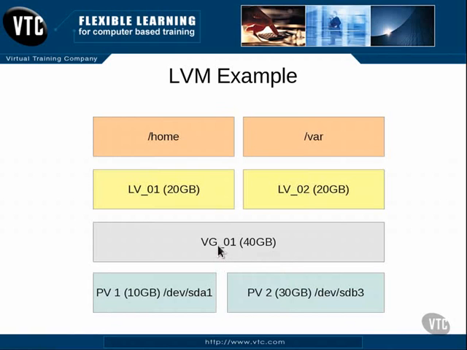We can then split this volume group into two separate logical volumes, each one containing 20 gigabytes: logical volume 01 and logical volume 02. You can then create a file system on these logical volumes and then mount them to particular directories, such as this logical volume getting mounted to the /var directory and this logical volume getting mounted to the /home directory.